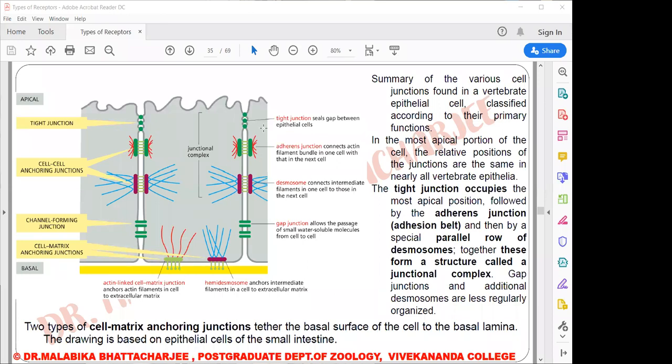If we look at the position, think of a cell: this is the apical layer, this is the basal layer. So from the apical layer, if we move downward, the first junction usually observed are the tight junctions. Followed by the tight junctions are the adherens junctions. And then we have the desmosomes and then the gap junctions. So from top to down, if you look into a cell, this is the serial order in which the four junctions are seen in a cell.